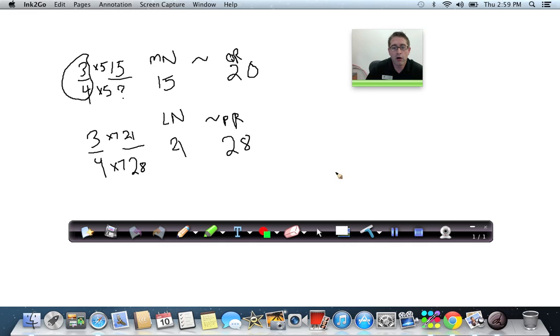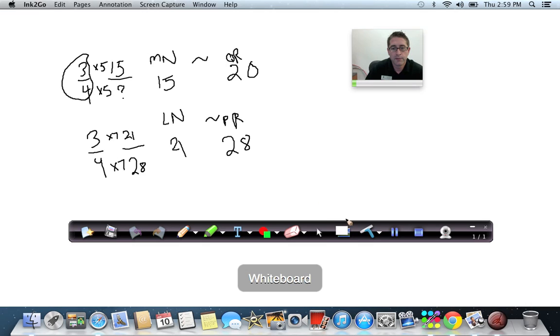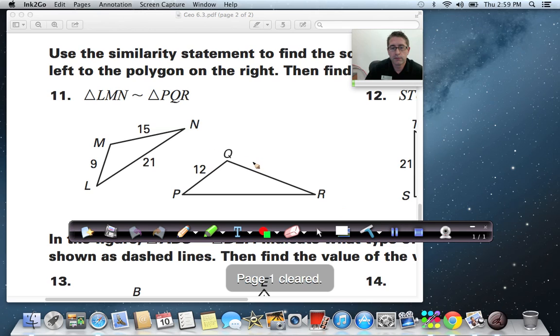So now we found all 3 sides of that triangle. QR is 20 and PR is 28. Why is that possible? Because we have a scale factor of 3/4.